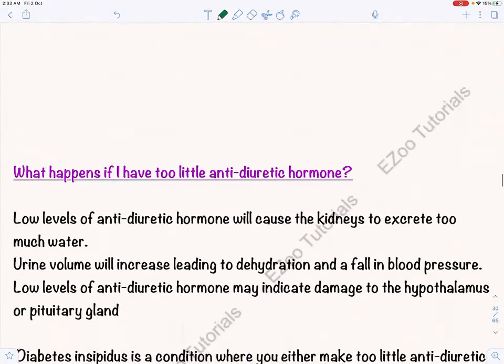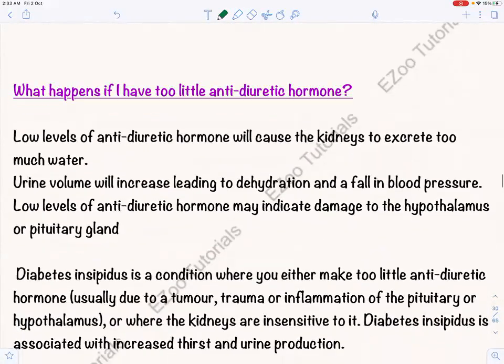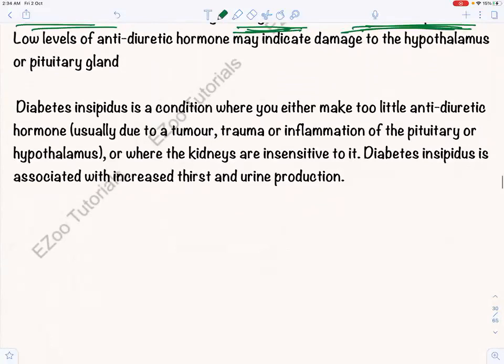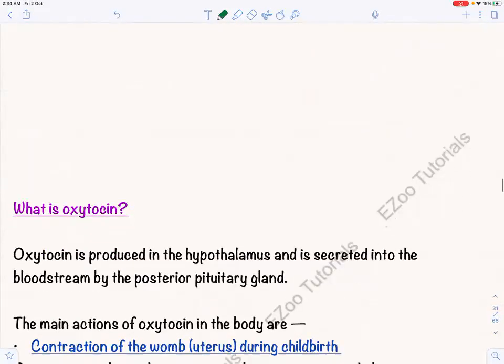Now let us see something about too little. If there is too little, they will excrete too much water, urine volume will increase, leading to dehydration and a fall in blood pressure. We just saw this, which is why I told you how dehydration reduces blood pressure. Okay, now let us see. You can read about this. Diabetes insipidus is a condition where you either make too little antidiuretic hormone or where the kidneys are insensitive to it, right?